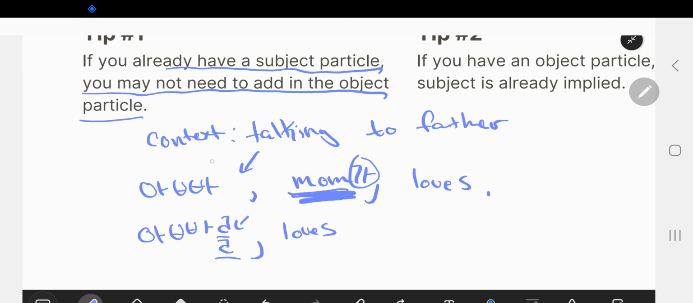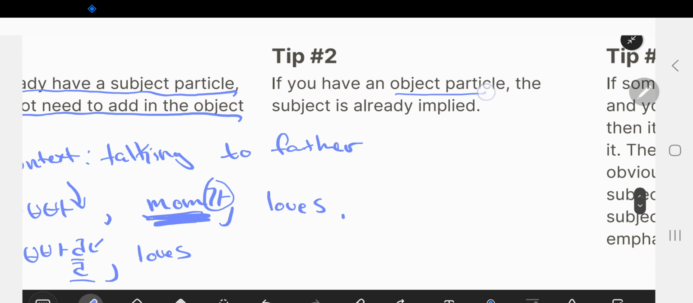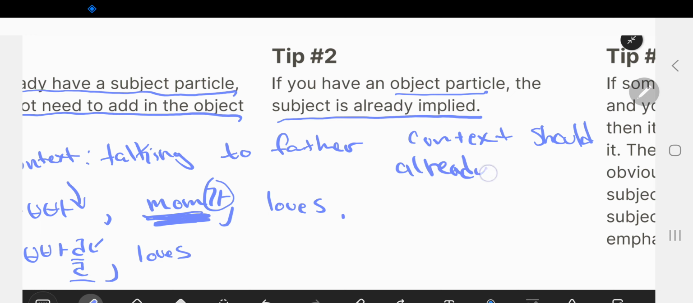So I did not need to put the object particle here. Could I have? Yeah, I could have done that. I could have, but I don't need to, because it is clearly obvious that the dad is the object. The dad is the one who is receiving the love from the mom. Now, if you have an object particle, the subject is already implied, meaning you do not need the subject. And that is when the context is already known. Context should already be known.